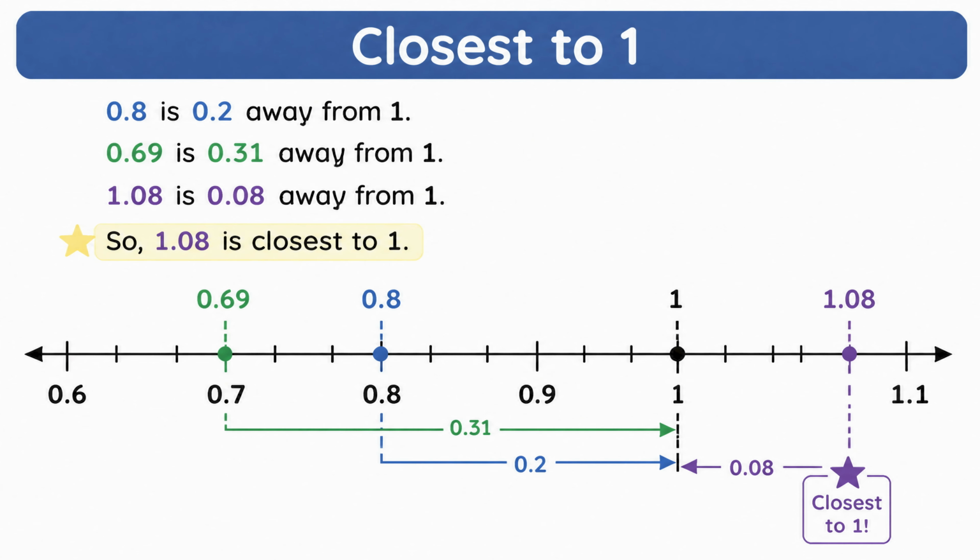Closest to 1. Let us compare 0.8, 0.69, and 1.08. The distance from 0.8 to 1 is 0.2. The distance from 0.69 to 1 is 0.31. The distance from 1.08 to 1 is 0.08. The smallest distance is 0.08, so 1.08 is closest to 1.